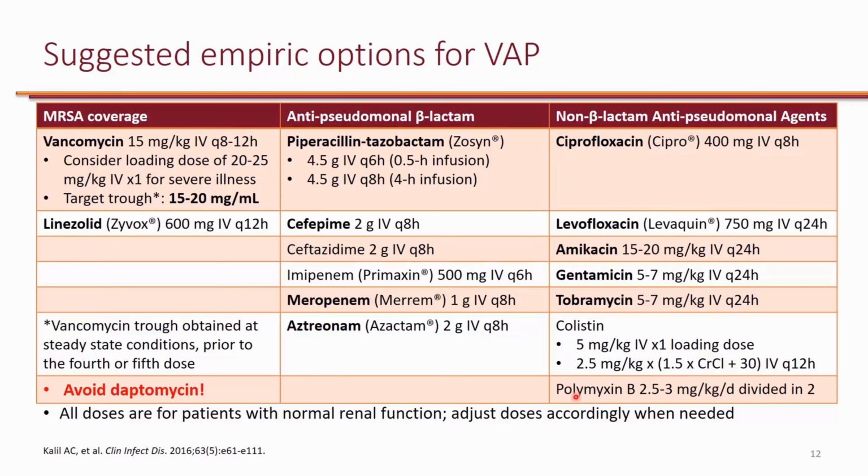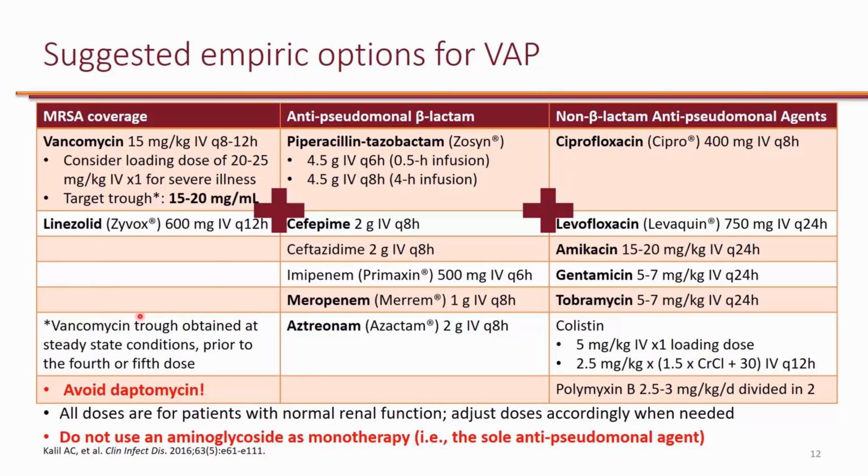So let's say someone has received IV antibiotics in the last 90 days, for example ceftriaxone 2 weeks ago, and now they have ventilator-associated pneumonia. We can choose an MRSA active agent like vancomycin plus one agent from the beta-lactams that's active against Pseudomonas. So we can use piperacillin tazobactam, for example, plus a second agent, ciprofloxacin. So the patient will end up receiving three agents: ciprofloxacin plus piperacillin tazobactam plus vancomycin.